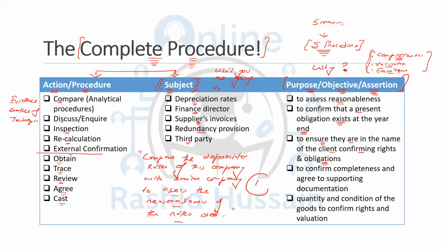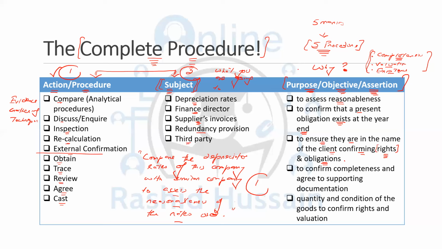So inspect the supplier's invoices. Why we are doing that? To ensure they're in the name of the client, that means the company which we are auditing, confirming the rights and obligation. So that means if the invoice is on the company name, that means this asset belongs to them. If it is not on their name, then we need to get other evidences to confirm whether this asset belongs to them or it is a third party asset. So this is the action, the number one thing. And then this is the second thing, which is the subject matter, what you are checking.